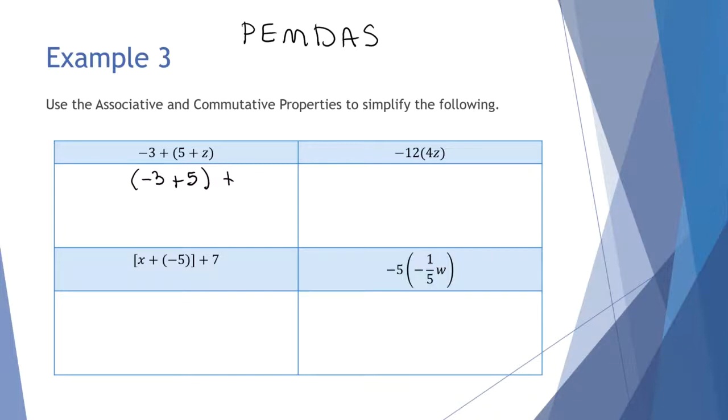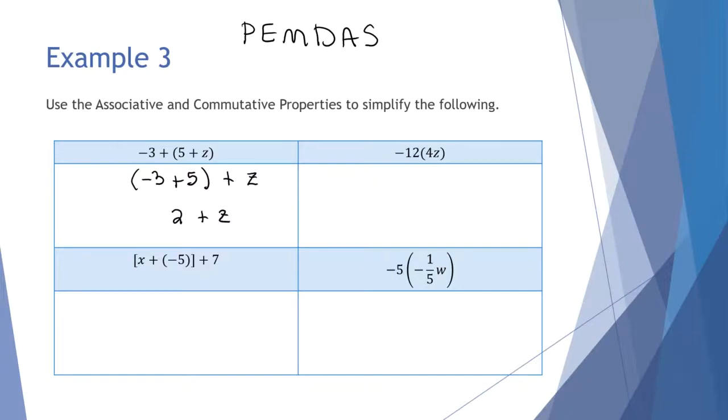I'm going to make that z look a little better. So I have changed where the parentheses are. That's the associative property. I've just slid them over to the left. Now, if I follow the order of operations, I would have to do -3 plus 5. I can do that. -3 plus 5 gives me 2. So this would give me 2 plus z.